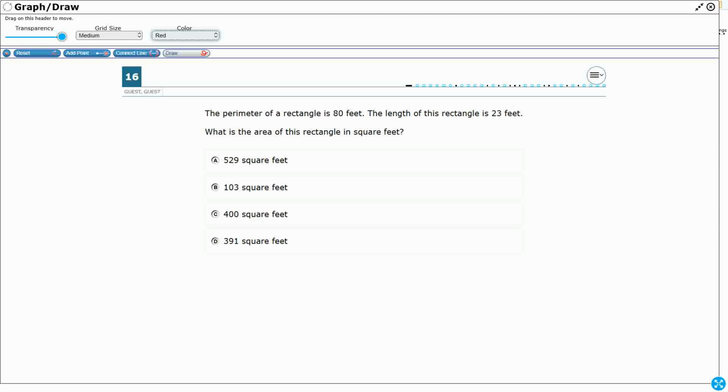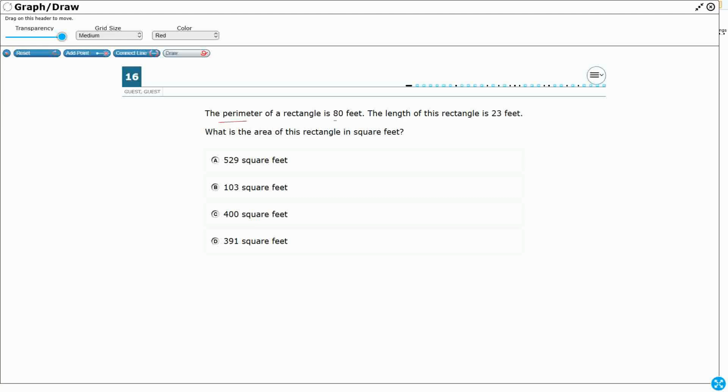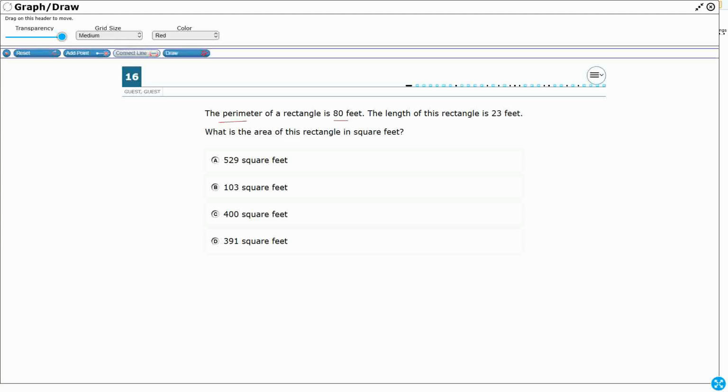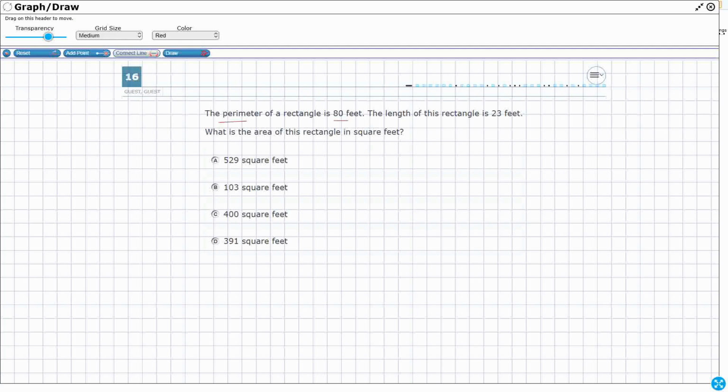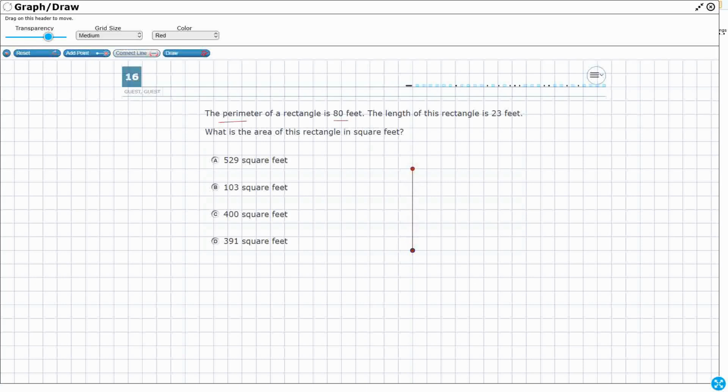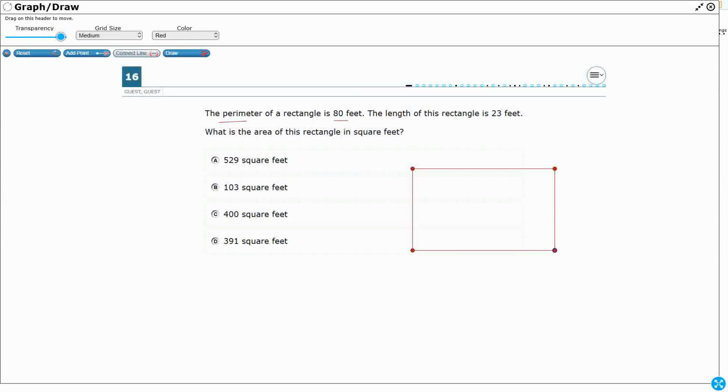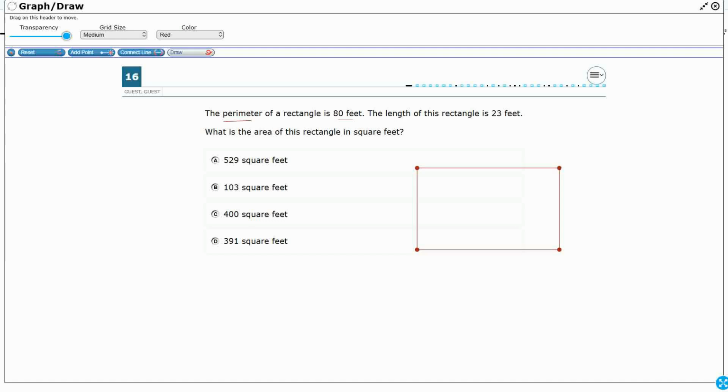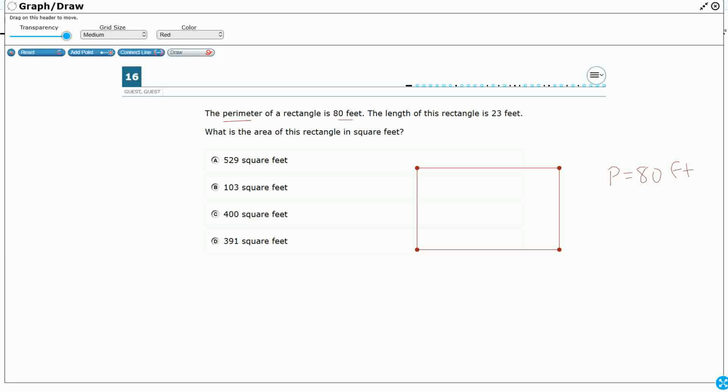All right, so we have a rectangle that has a perimeter of 80 feet and a length of 23. So let's draw, and we've got a grid line here. Let's just draw a rectangle so we've got something to look at. It's not necessarily going to be to scale, but we want to have something to draw and look at. So we have a rectangle that has a perimeter of 80 feet. So we're going to say P equals 80 feet.